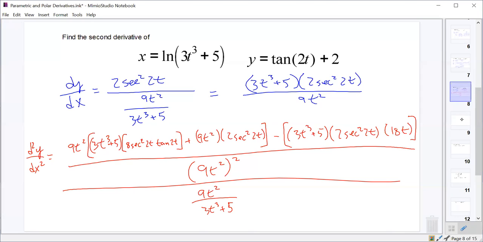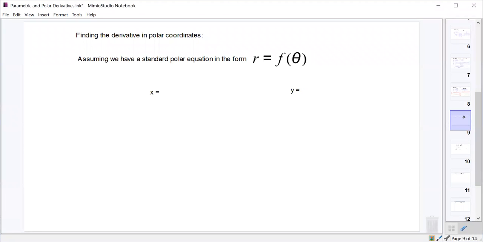All right, cool. So let's find derivatives using polar coordinates now. Everybody good with the parametric ones? Hopefully so, because the polar ones end up being very, very similar to the parametric ones. Because what can I do with any polar equation? We'll say r equals some function of theta, r equals sine 2 theta, or r equals 3 plus 8 cosine theta, or something like that.